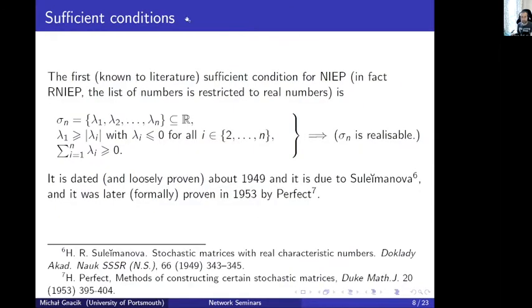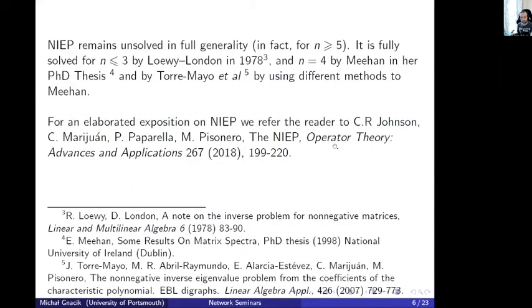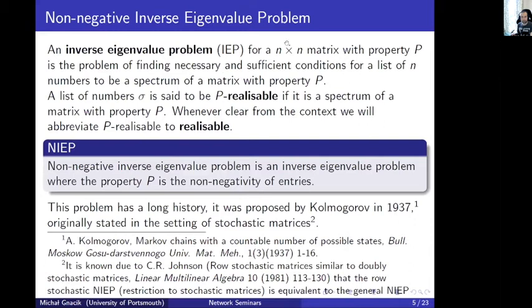So the first sufficient condition known to the literature for the non-negative inverse eigenvalue problem. In fact, here, if I may bring back the problem, let me again show the problem, right? So finding a necessary and sufficient condition for a list of n numbers. Now we can have complex numbers and real numbers. If we are speaking about real numbers, then we are going to call it the real non-negative inverse eigenvalue problem. When we speak about complex, then we are just going to drop the name complex.